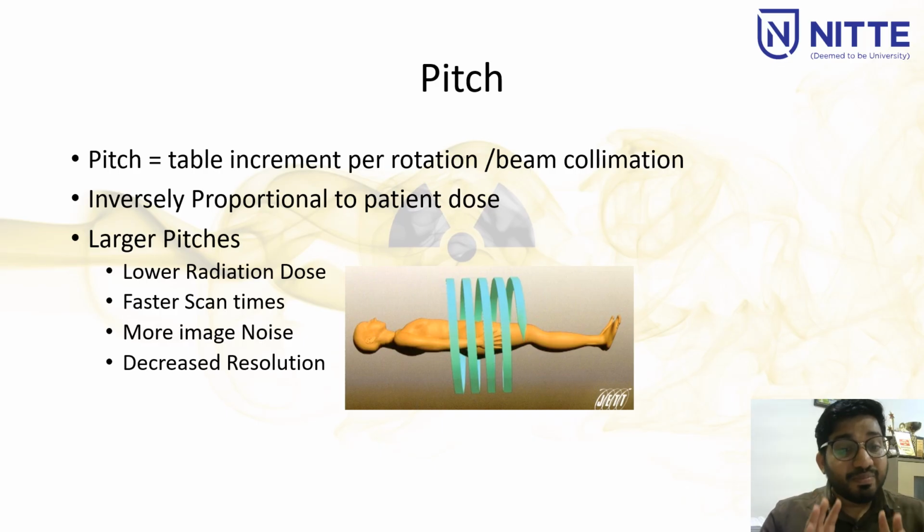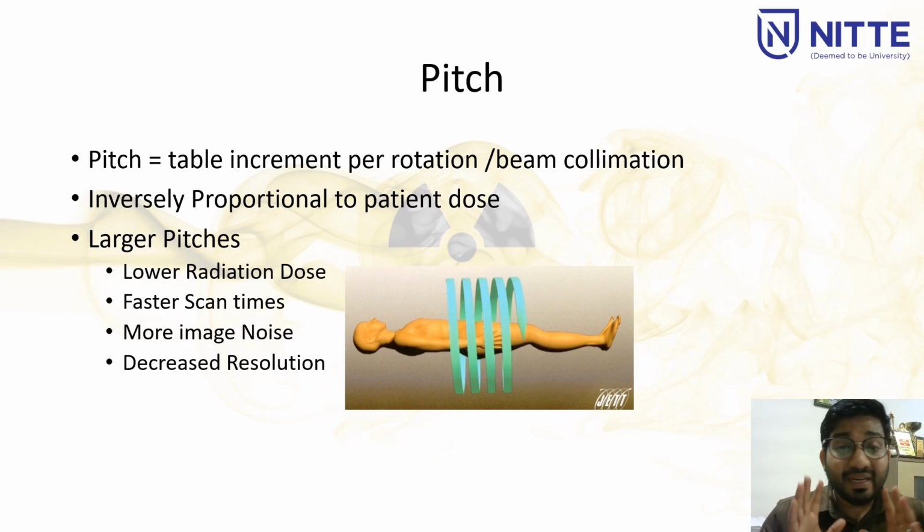Also, larger pitches produce lower radiation doses and achieve faster scan times, but produce more image noise. We are not looking for a high quality image, we need an optimum quality image with optimum dose. So it is absolutely fine if it produces a little more image noise, as long as you are getting an optimum quality image. There is also decreased spatial resolution and helical artifact. So you have a lot of benefits with few demerits.